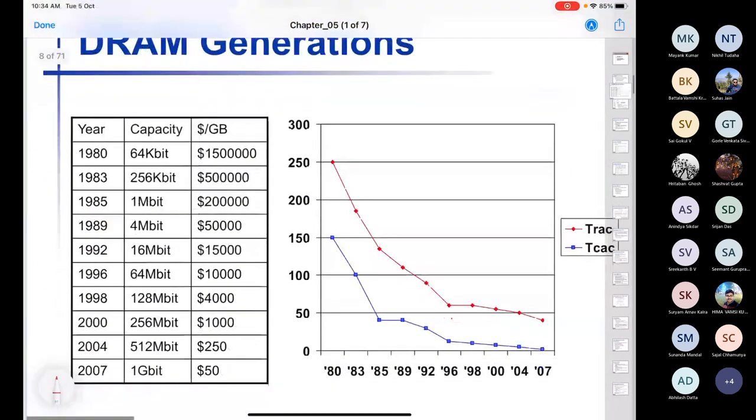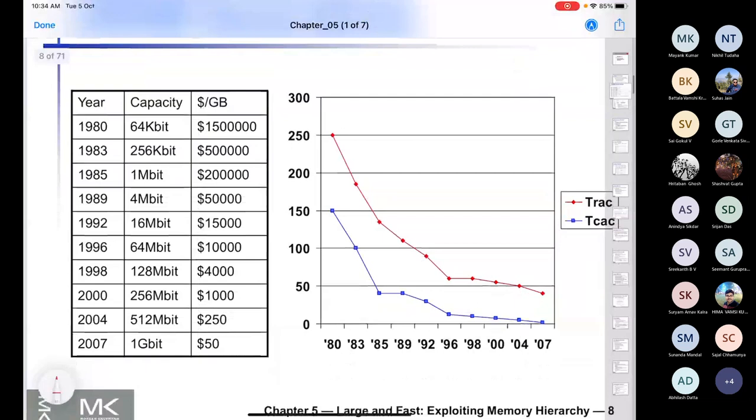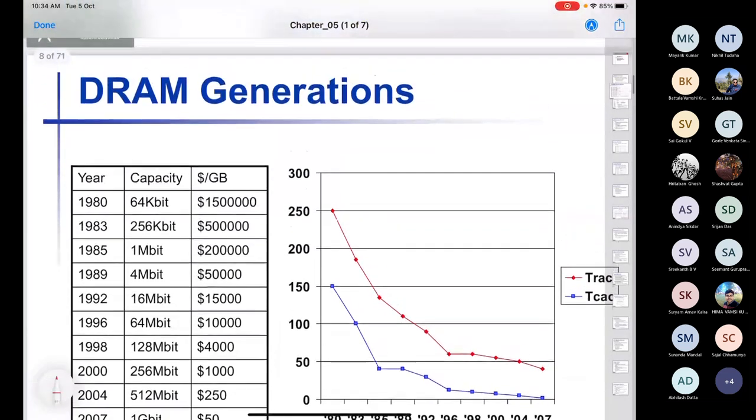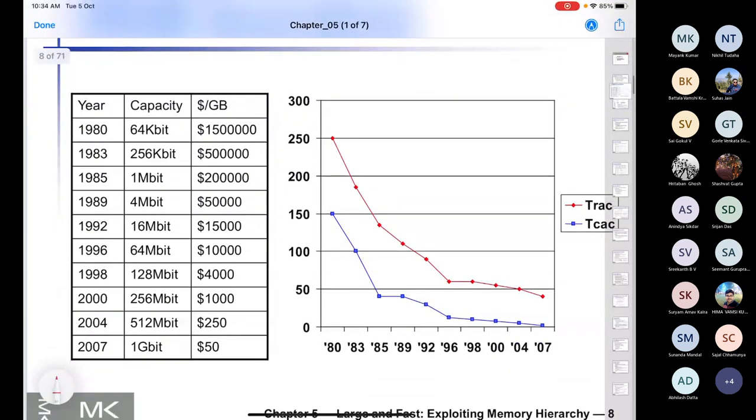This is a plot to show how the capacities have increased and how the prices have fallen. This is a 2007 estimate. This is very, very old. We are like 14 years ahead, and DRAM technology is even more advanced than microprocessor technology.